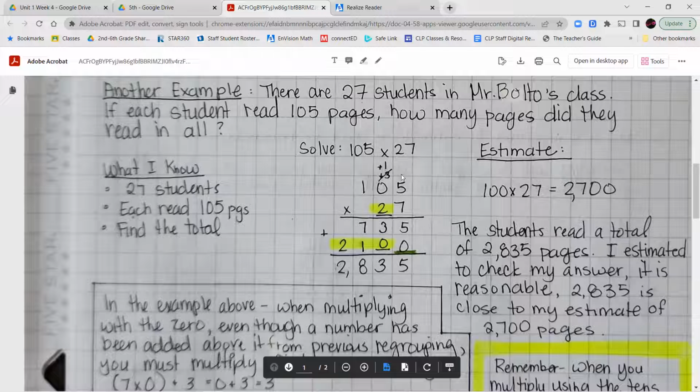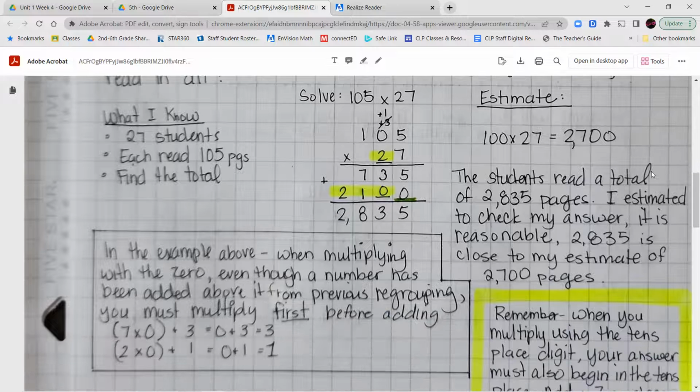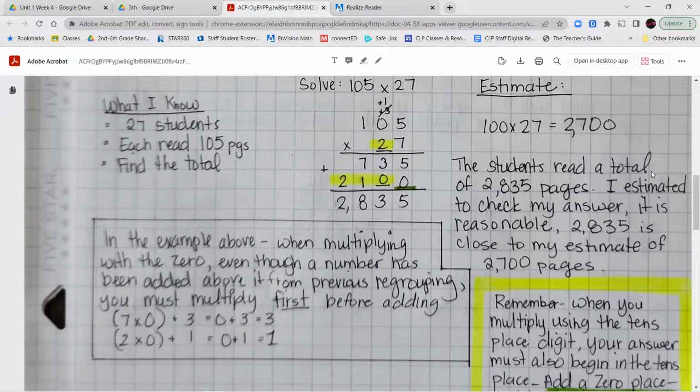Now, I'm going to write out my standard algorithm of 105 times 27, and I'm going to write out an estimate to see if my answer is reasonable. So my estimate, I changed my numbers to 100 times 27 instead of 105. 100 times 27 is 2,700. So now let me stack and multiply.